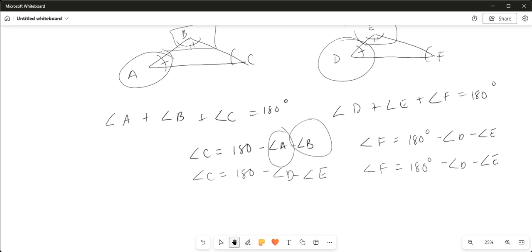Okay. So if angle C equals 180 minus D minus E, and angle F equals 180 minus D minus E, then this is the same as this. So angle C is equal to angle F. Okay, so that's how we know that if two angles are the same, then all three angles are also the same.